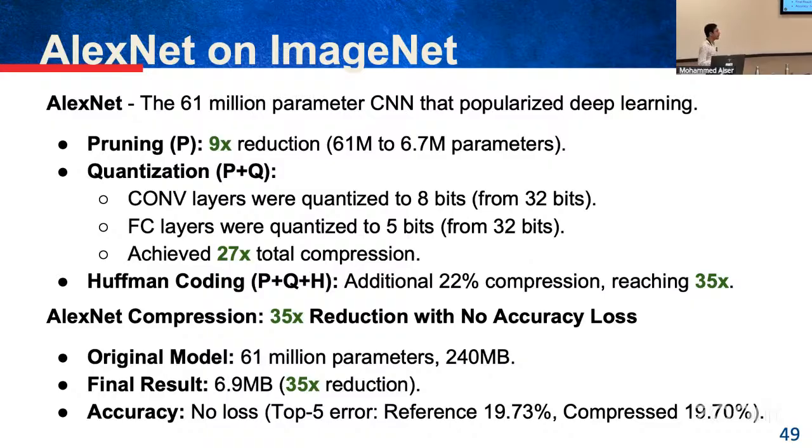This is very important in the case of this paper, because this 240 MB could not be stored in an on-chip SRAM, because an on-chip SRAM only consists of very few megabytes of storage. But now the 6.9 MB can easily be stored on an on-chip SRAM. So this was one of the good results that they achieved here. And again, no loss of accuracy.